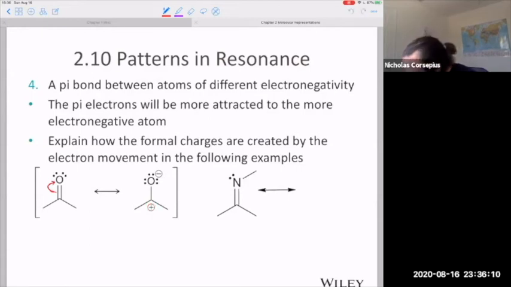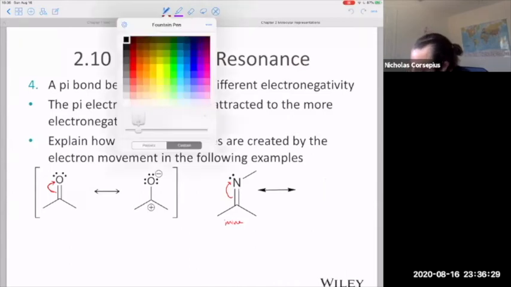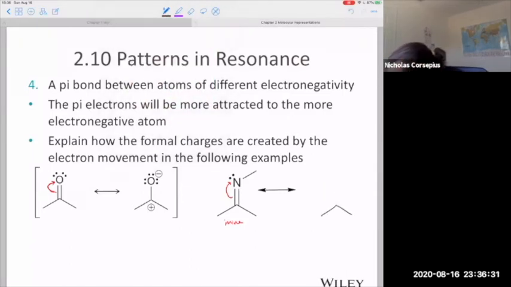This is one that we haven't talked about yet. It's actually called an imine. Don't worry about that until next semester maybe. Nonetheless, it has the same sort of situation. You have a pi bond that exists between atoms of different electronegativity. And so what we have is similar.